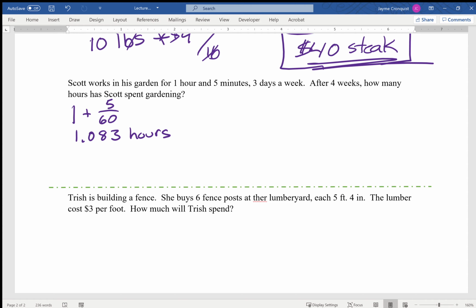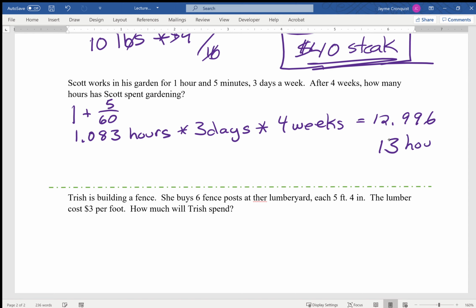3 days a week. So we multiply this times 3 days and times 4 weeks to get how many hours, right? So we have 1.083 times 3 days times 4 weeks, and we get 12.996, so we'll say 13 hours. Okay.